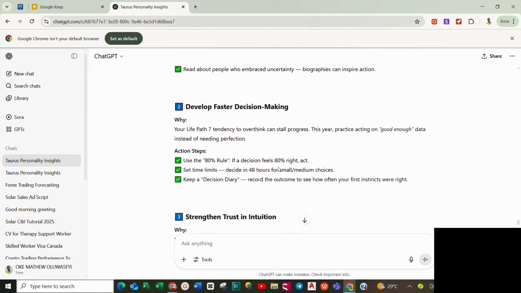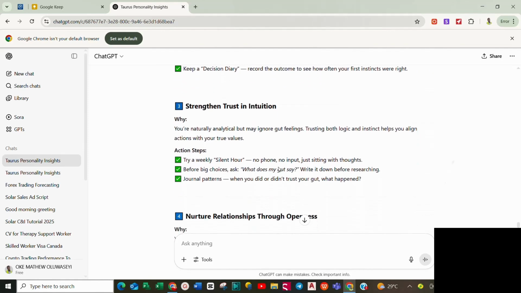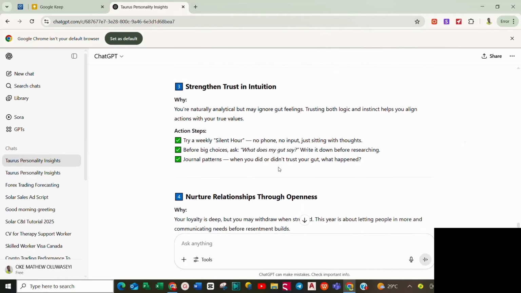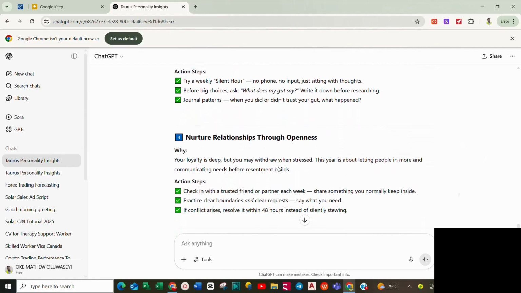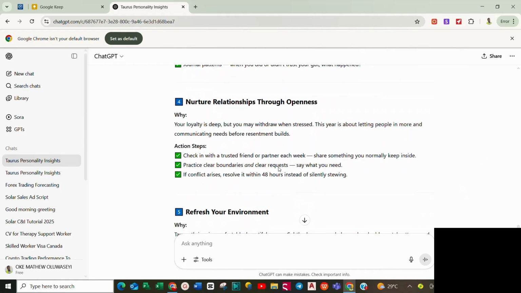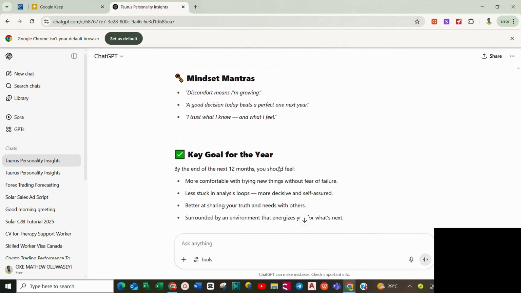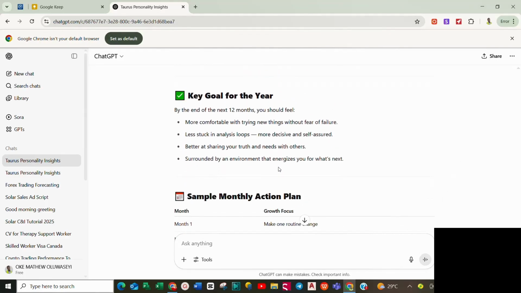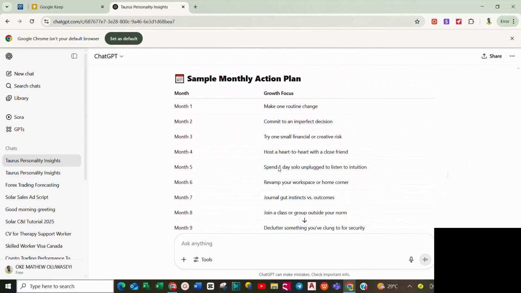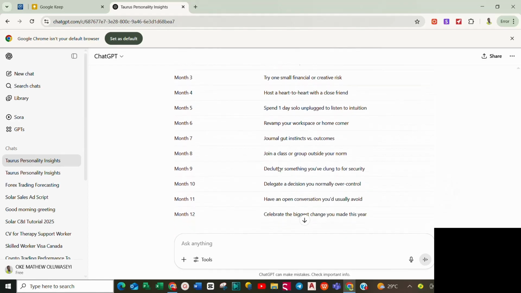Then it talked about developing faster decision making, and strengthening trust in intuition. Then nurture relationships through openness, refresh your environment, and mindset matters. And also the goals for the year, where it said by the end of the year, and so on. So I will give you that goal and a sample monthly action plan for the 12 months.